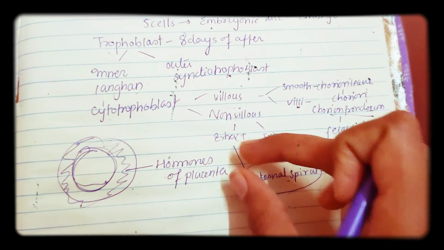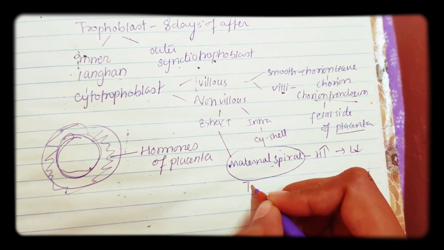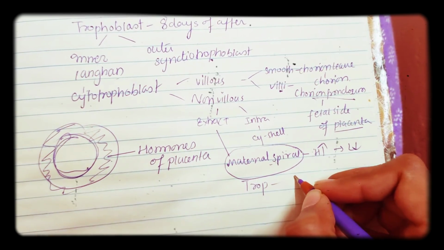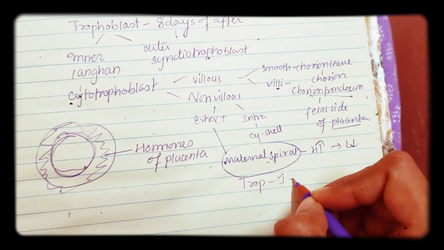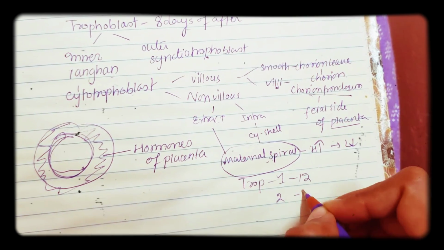Okay, so now this extravascular cytotrophoblast will undergo trophoblastic invasion. This trophoblastic invasion is in two waves. The first wave will start at 12 weeks. The second wave will start at 16 weeks.